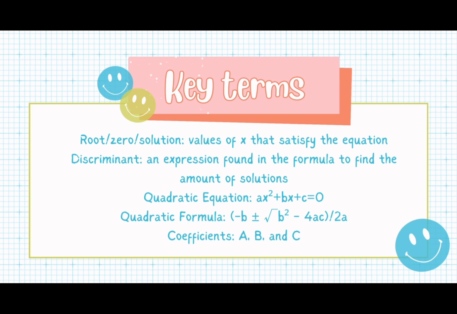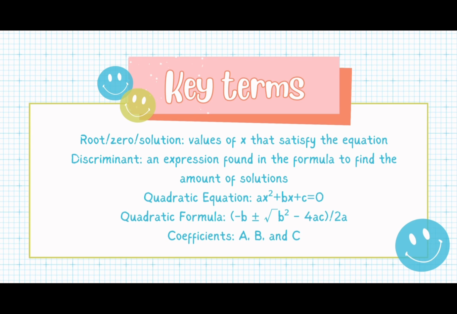Next is the discriminant. This is an expression found in the formula to find the amount of solutions. If the discriminant is greater than 0, there's 2 solutions. If the discriminant is 0, there's 1 solution. And if it's less than 0, there's no solutions.